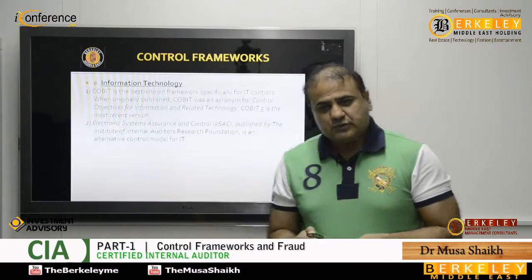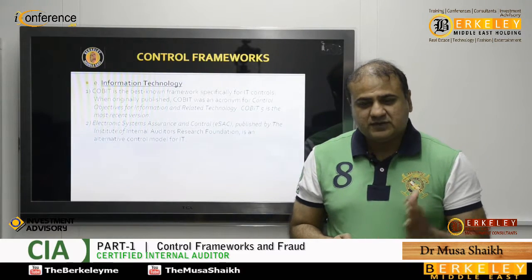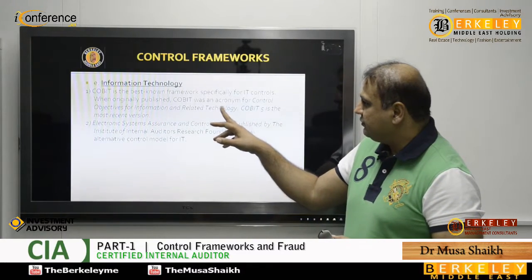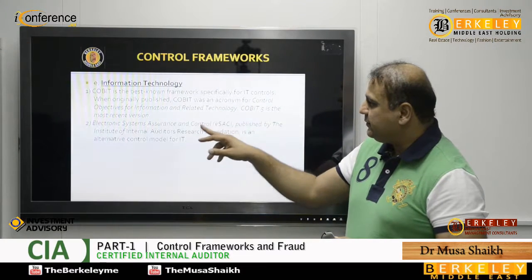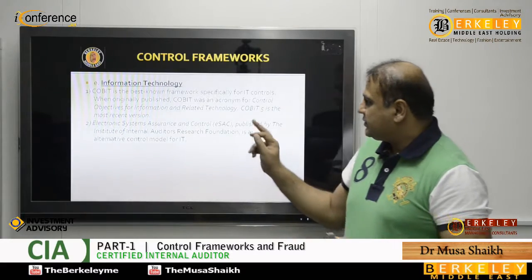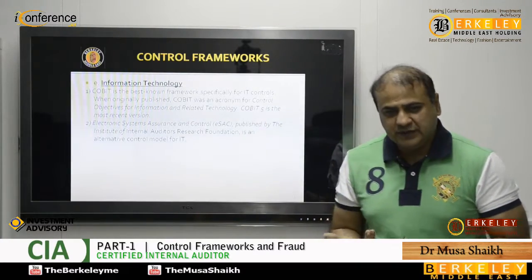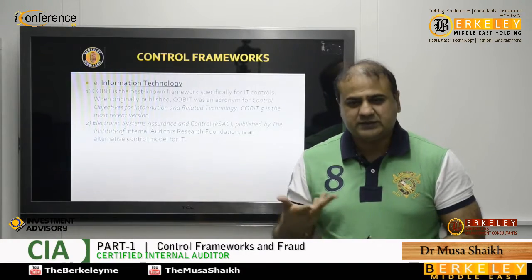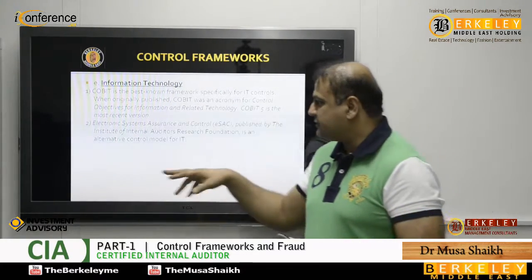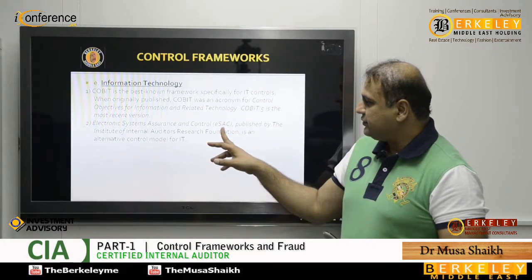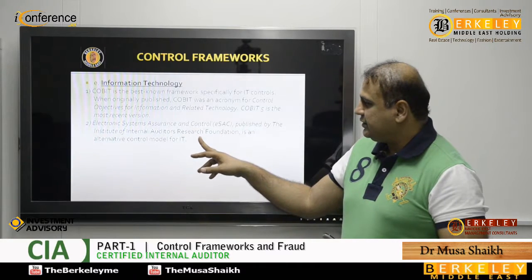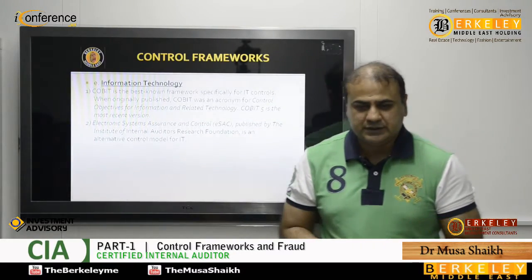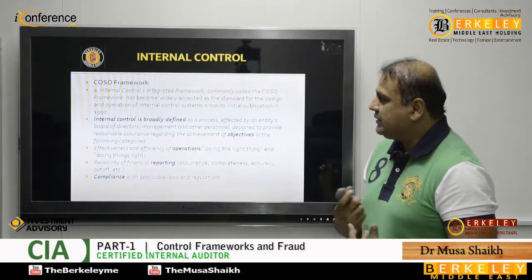Because the role of IT in the business environment has increased so much, we have some IT control frameworks. One of them is COBIT. COBIT was originally an acronym for Control Objectives for Information and Related Technology, and COBIT 5 is the most prevalent. There is a very good qualification called CISA, Certified Information Systems Auditor. COBIT is their main product or area of interest. Then we have eSAC, Electronic Systems Assurance and Control, published by the Institute of Internal Auditors Research Foundation as an alternative control model for information technology. So these are different frameworks. Let's go ahead and study the COSO framework.